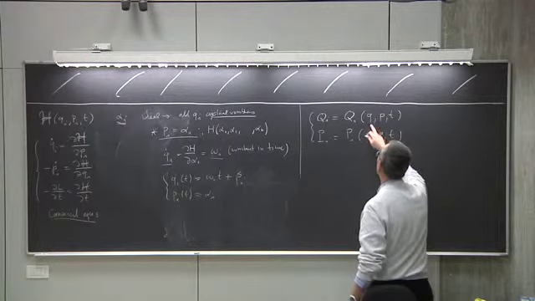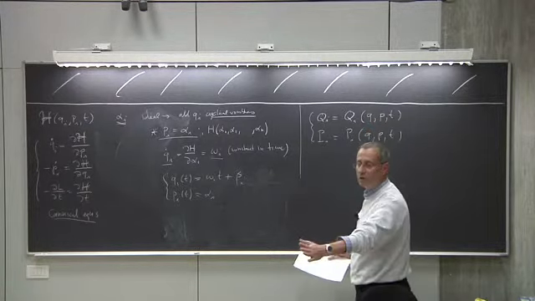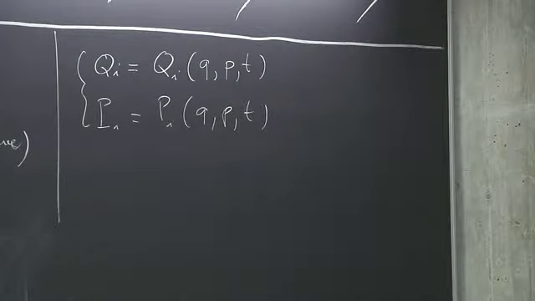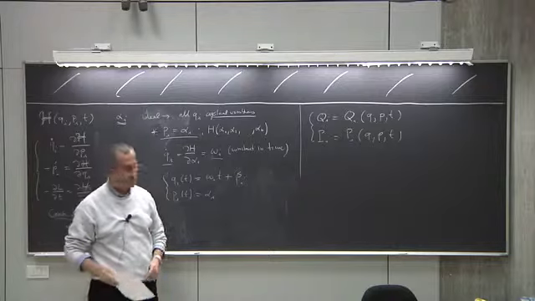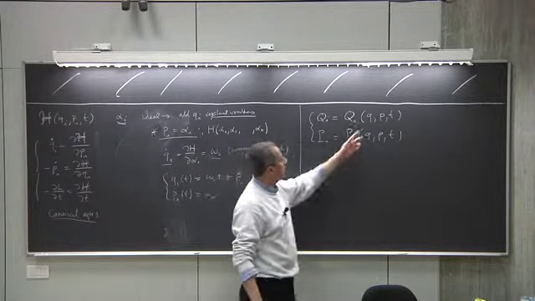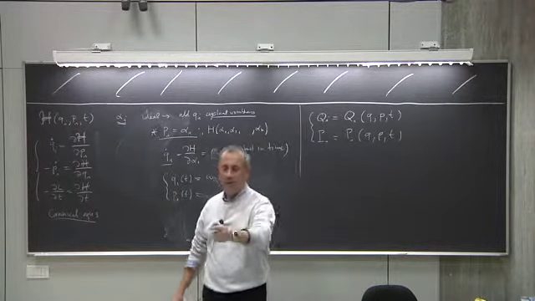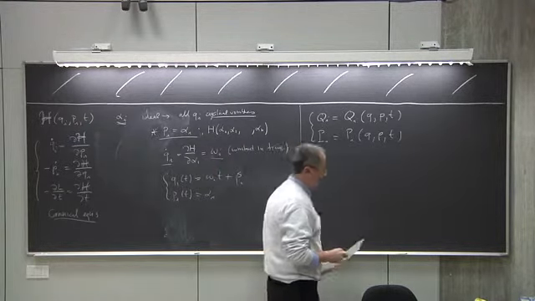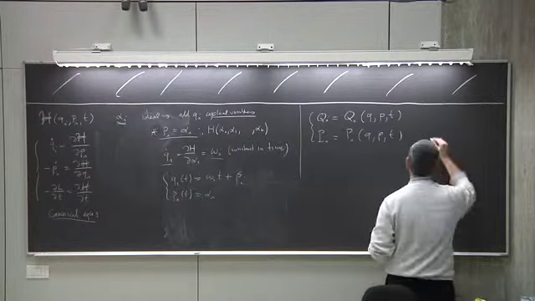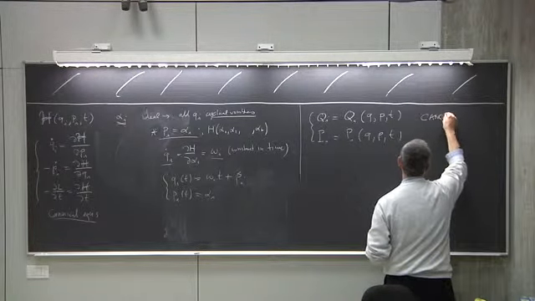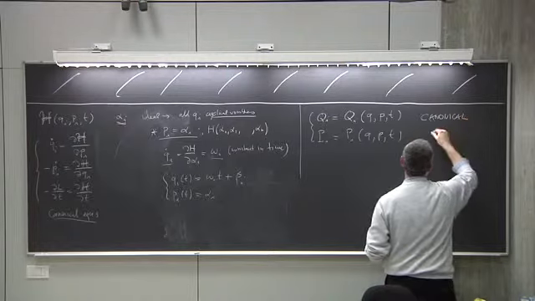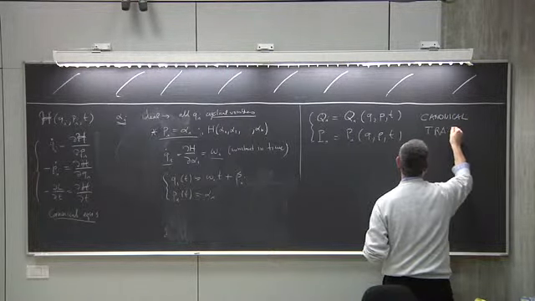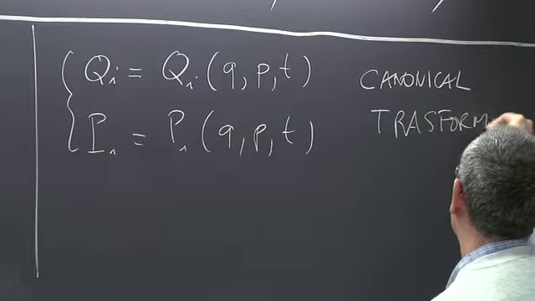For instance, I decide that all my coordinates become momenta, and all my momenta become coordinates. That's perfectly allowed. I switch them over. Or the Q's become a sine of P. They are very general transformations, and these transformations are called canonical. Everything here is called canonical, so those are the canonical equations, and these are the canonical transformations.